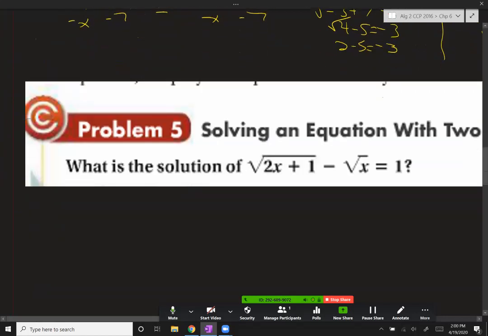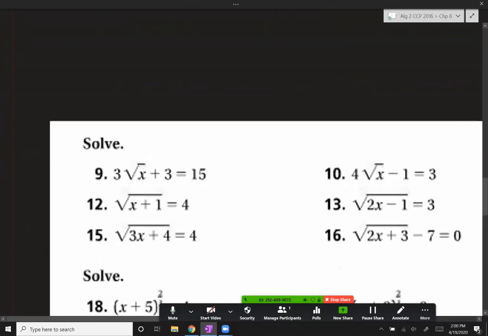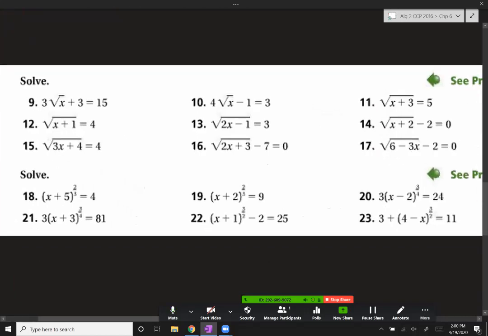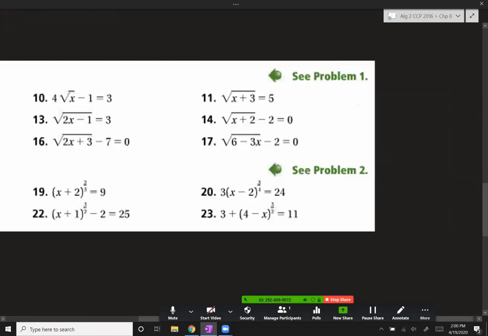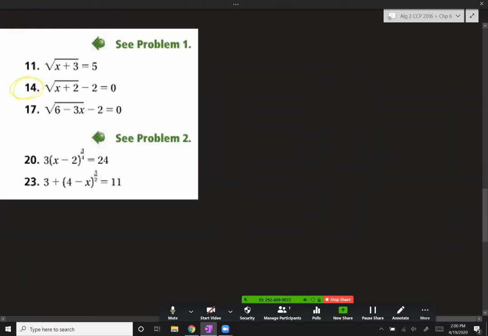All right, we're going to leave problem number 5 for another day. Okay, we're going to try and find one down here and get you started with a couple of these problems. So we're going to pull this way to the side. We're going to take a look at number 14 here.